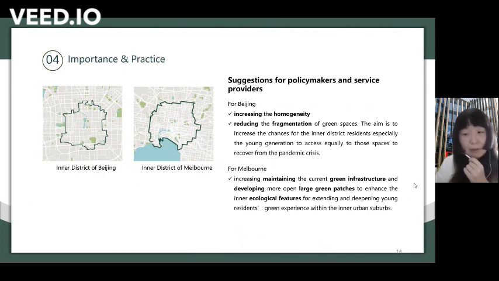Number two, for Melbourne. For the Melbourne government, the corresponding recommendations are to maintain the current green infrastructure and develop more open large green patches to enhance the inner ecological features, extending and deepening young residents' green experience within the inner urban suburb.